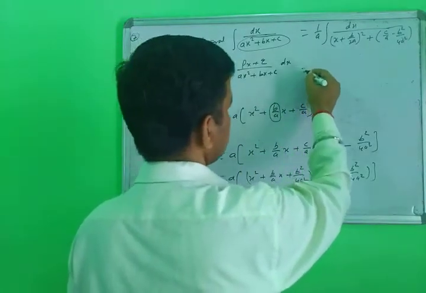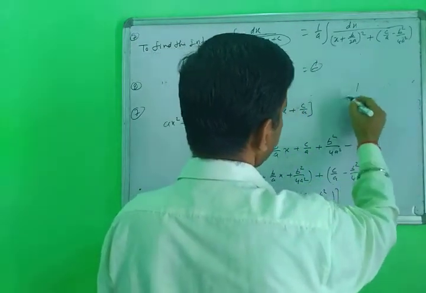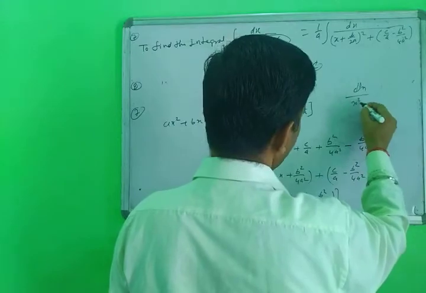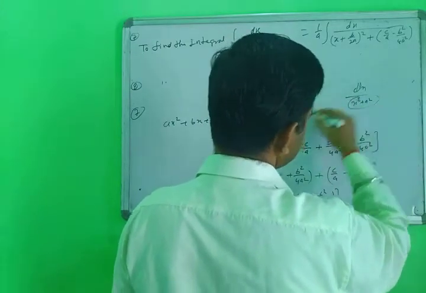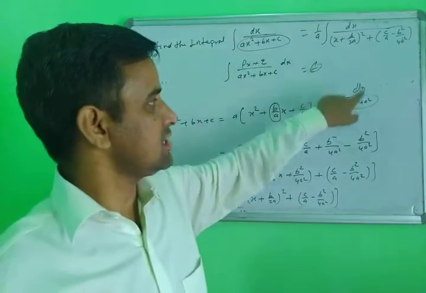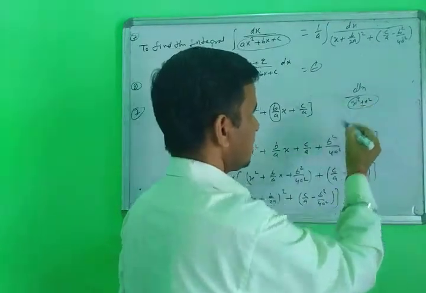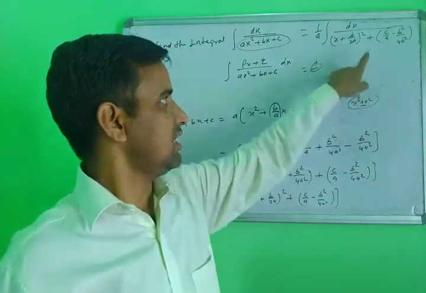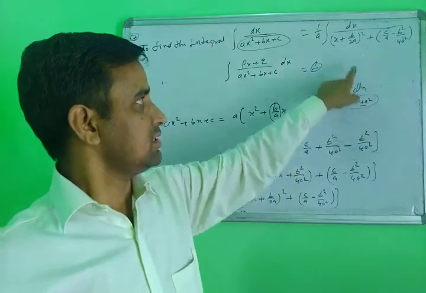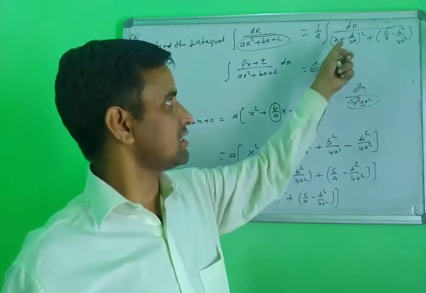Then you can write it in the form of dx upon x square plus a square. The question is converted into this form, with plus or minus. In any question, suppose you have a plus sign, then you write plus. Suppose you have a minus sign, you write minus here. But the question converts into this form, x square.